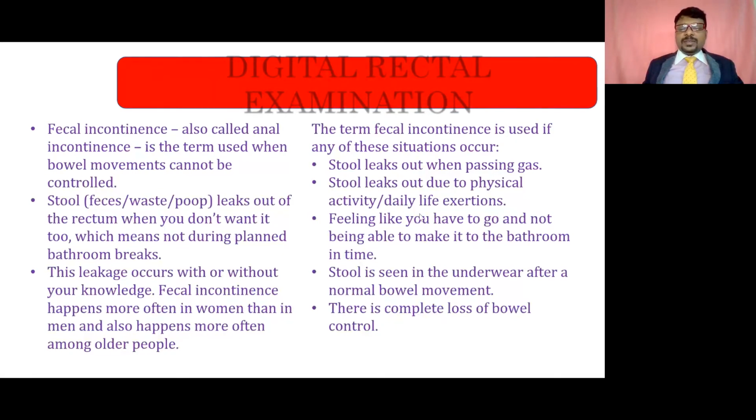Also, when you feel you have to go and are not able to make it to the bathroom in time, you may get leakage. Stool may be seen in the underwear after normal bowel movements. There can also be a complete loss of bowel control, in case of any nerve injury. So these are the problems in diarrhea.